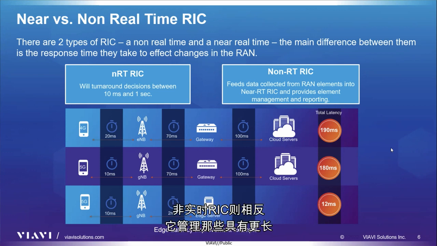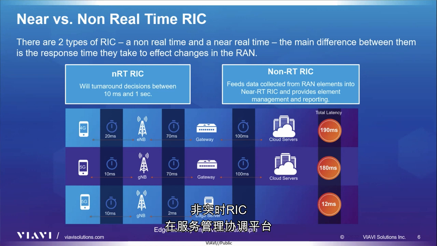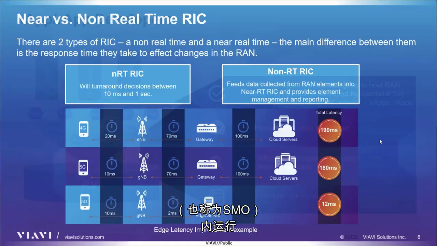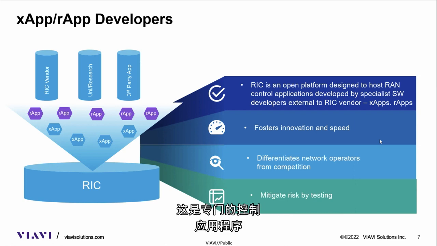Whereas the non-real-time RIC manages events and resources with a bigger response time of kind of 1 second or more, so less urgent messages. And the non-real-time RIC operates from within the Service Management and Orchestration Platform, also called the SMO. So I mentioned in a previous slide that the RIC platform supports XApps and rApps, which are specialist control applications which help automate and optimize RAN operations.